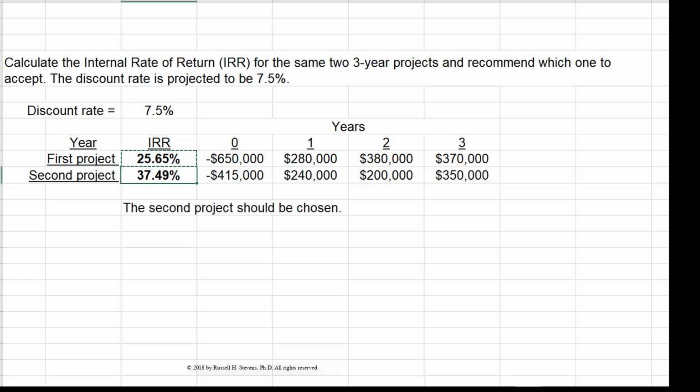The 37.49% is a better return on the investment than the 25.65%. Again, the second project should be chosen. Accounting textbooks typically show the internal rate of return as a percentage to 1 or 2 decimal places. Use what your textbook shows.